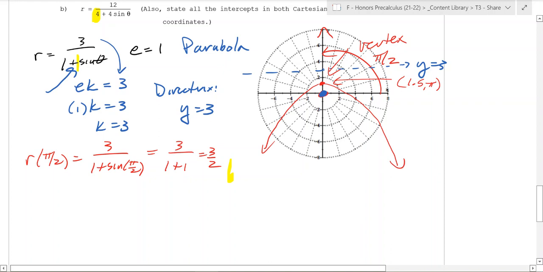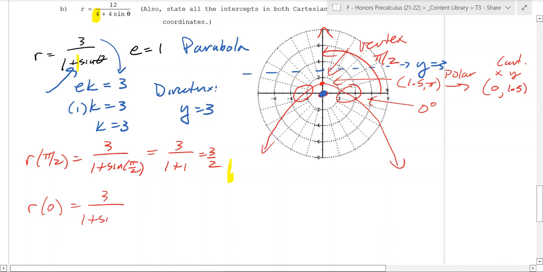So we could actually find the other intercepts, but remember that's in polar. If we wanted this in Cartesian, it would be 0 comma 1.5, because that's the x value and then the y value. X and y, it's Cartesian right there. The next thing we need to find are the x-intercepts. The x-intercept is when we're at 0. So this is 0 degrees right there. So r of 0 degrees is 3 over 1 plus sine of 0. Well, that's 0, so that's going to be 3 over 1, which is 3.